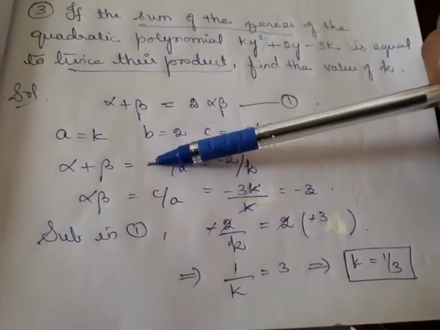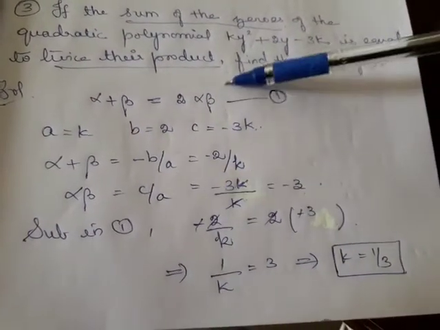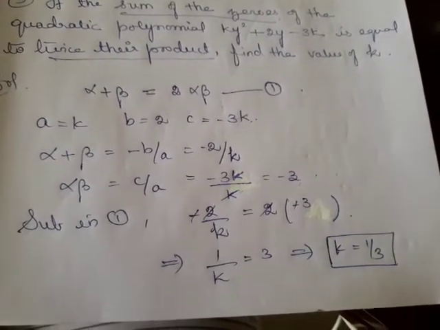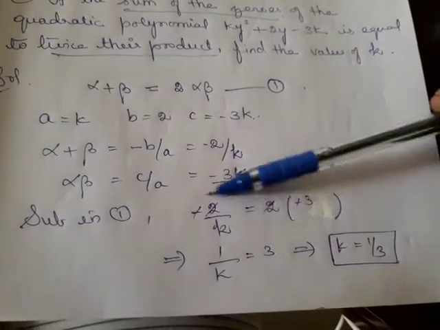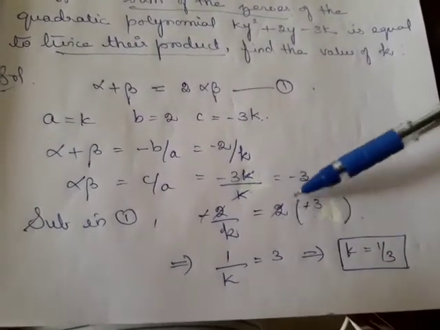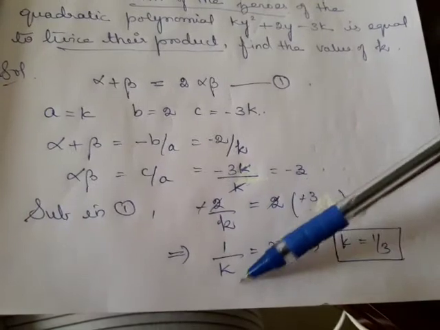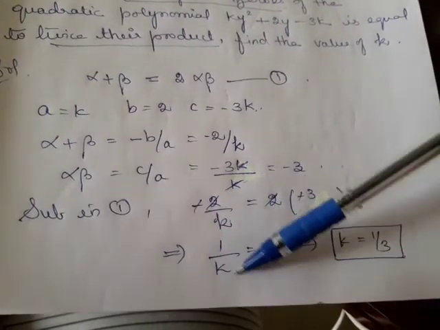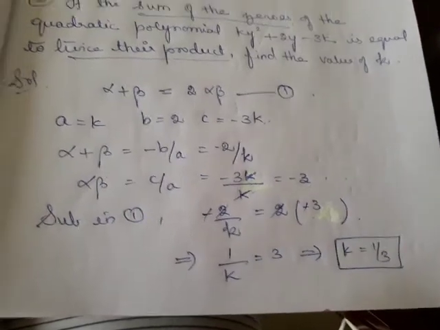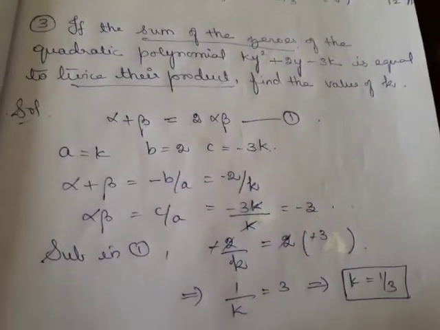Now after finding the values of alpha plus beta and alpha beta, substitute in the relation given in the question. So you can find what is your k. This is just a cancellation part. Minus and minus will get cancelled, 2 will get cancelled. So we got 1 by k equal to 3. We need k, so bring this k to this side and 3 to this side. So k is equal to 1 by 3, right?